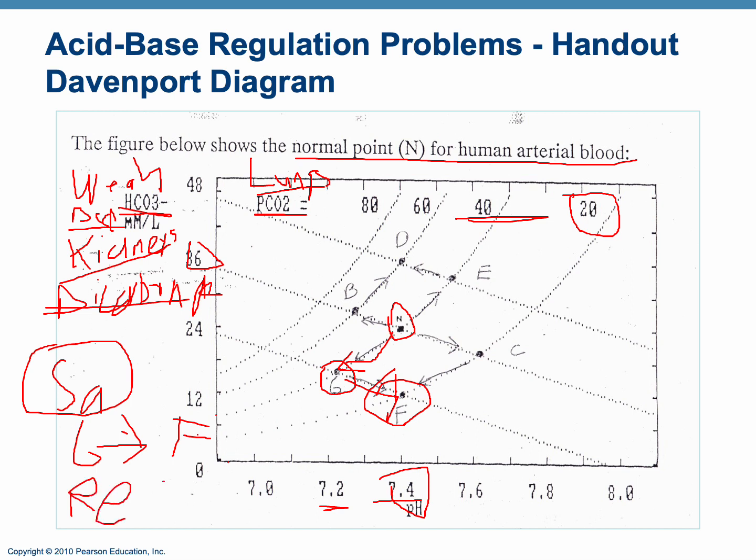The compensation will be respiratory for this patient. So breathing will be impacted in order to get the blood pH back to normal.